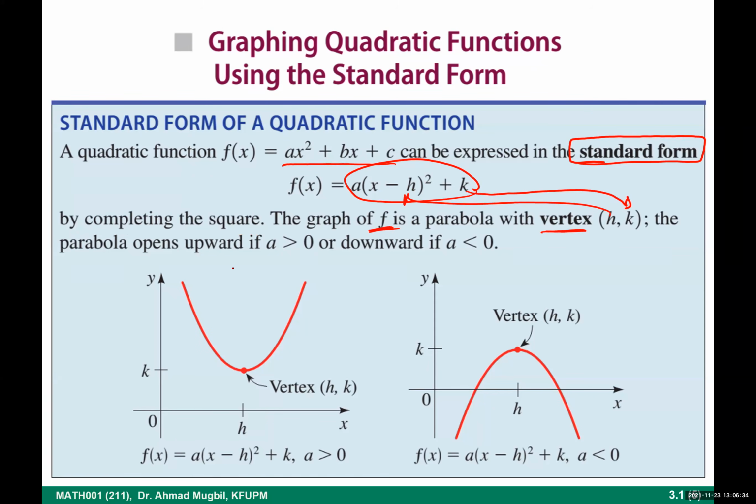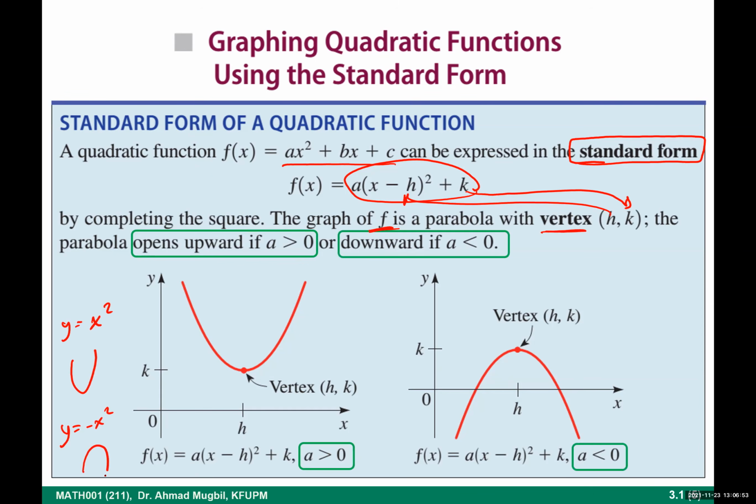And the parabola opens upward if a is positive, like x squared, if you remember. This opens up; the coefficient here is positive. Y equals negative x squared opens down because a is negative. If the coefficient of x squared is negative, it will open down.